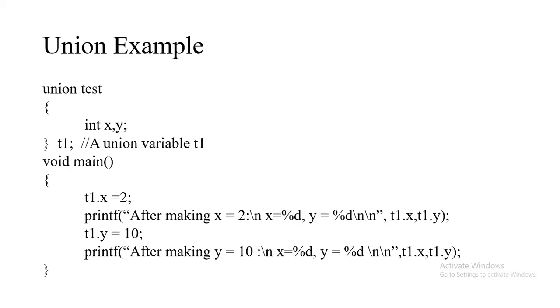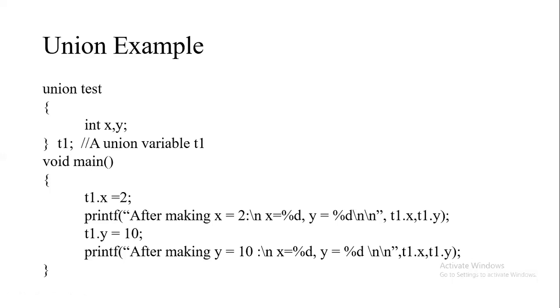Okay. So in this case, we have declared x comma y. Another example, union test, x comma y is a member. So we have T1 here. To access, we can give T1.x, T1.y. So we have declared this union variable T1. So initializing T1.x is 2. If we try to print, after making x equal to 2, it will print x equal to 2, but y it will print some random value or 0.